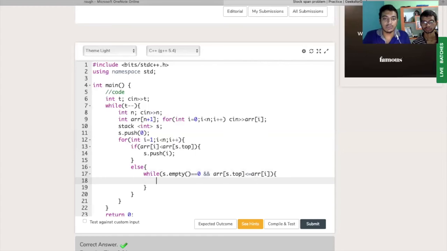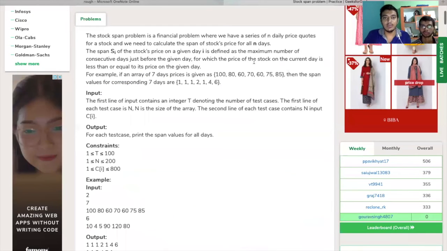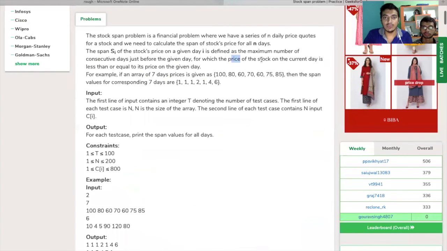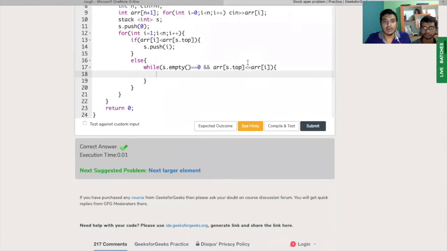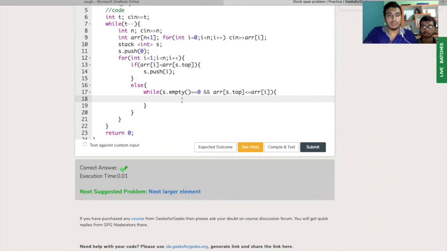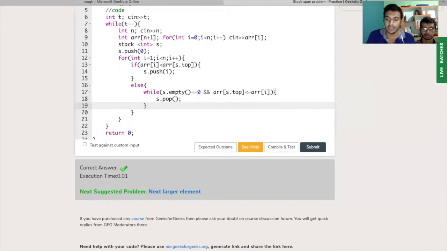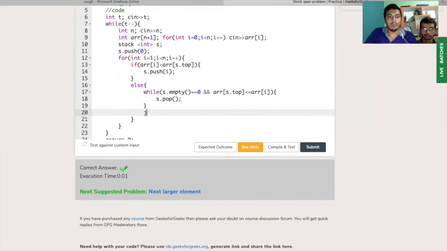Why less than or equal to? Because it is said here that the price of the stock on the current day is less than or equal to the price of the given day. So that's why I am writing less than or equal to. I'm going to pop elements out of the stack, and I do.